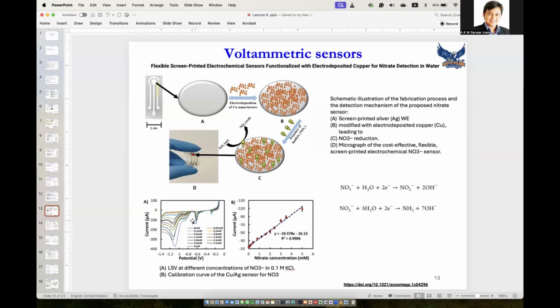So we already know that in this reduction reaction, the nitrate is going to be nitrite. So when we take the current, we get this current versus the different nitrate concentrations, starting from 0 and then 0.1 till 5 millimolar. Then we're getting a nice calibration curve, and from the calibration curve we're getting the calibration equation. So this is how the sensor will work.